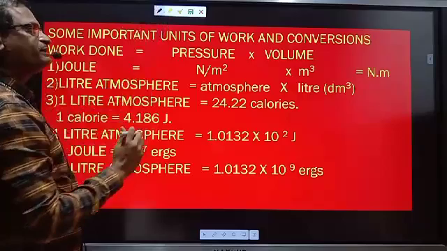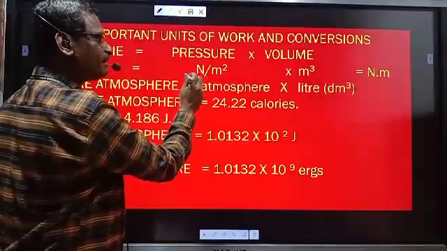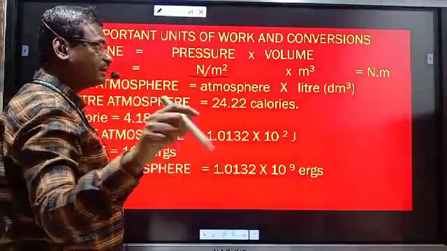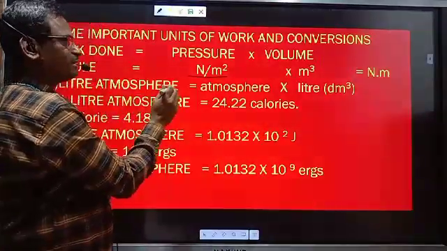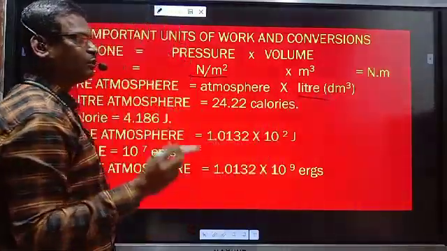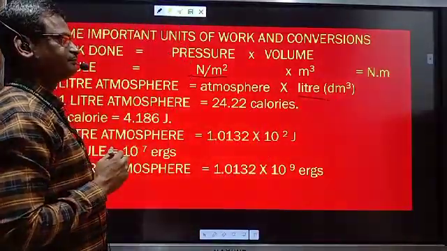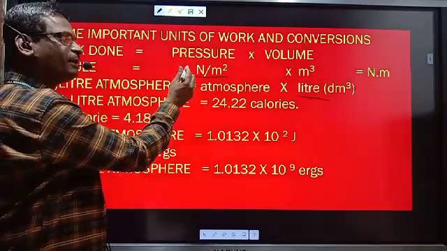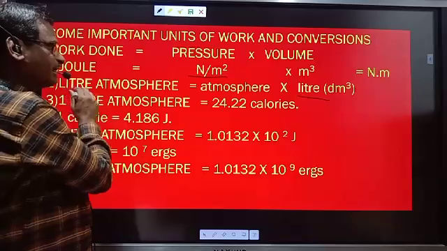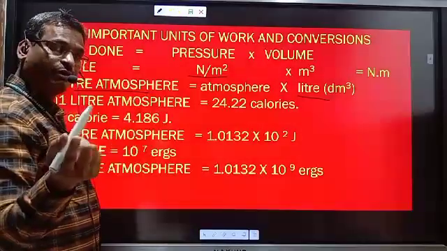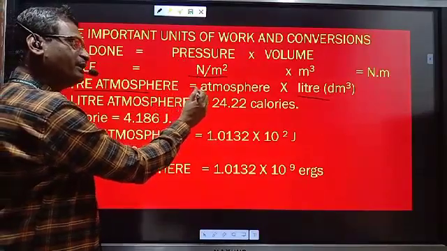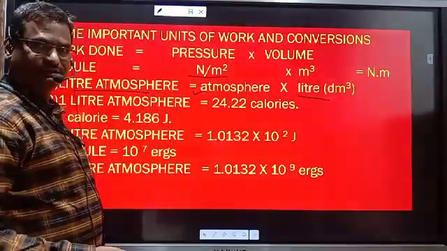Suppose pressure is given in Newton per meter square and you are asked to calculate the work done in liter atmosphere, because volume is given in liter. So what you have to do? You have to convert Newton per meter square into atmosphere, right?